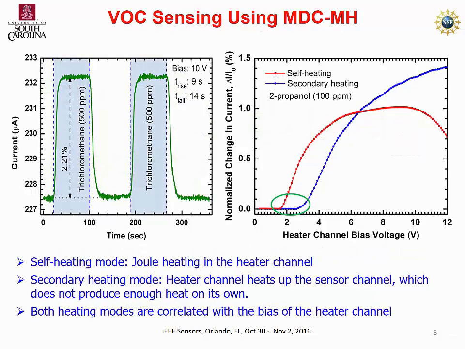So with the heater channel, we can see that as we introduce the analyte, for the self-heating mode, after a certain bias, suddenly we start to see some change in current. And for the second channel, that is the sensor channel, we also see a response the same way. In self-heating mode, we are basically having Joule heating at the heater channel, and in secondary heating mode, we are basically having the heater channel transferring heat to the sensor channel that does the sensing. And both heating modes are correlated with the bias of the heater channel.